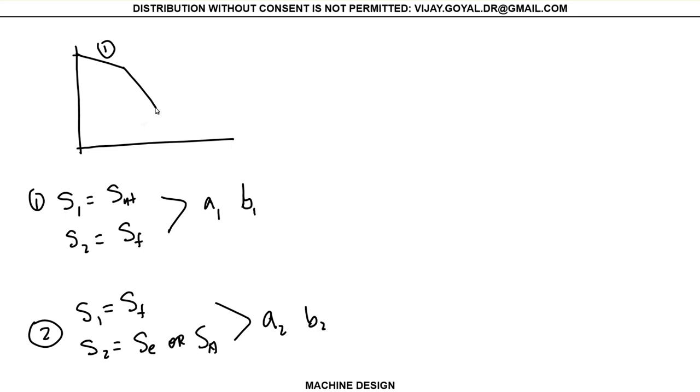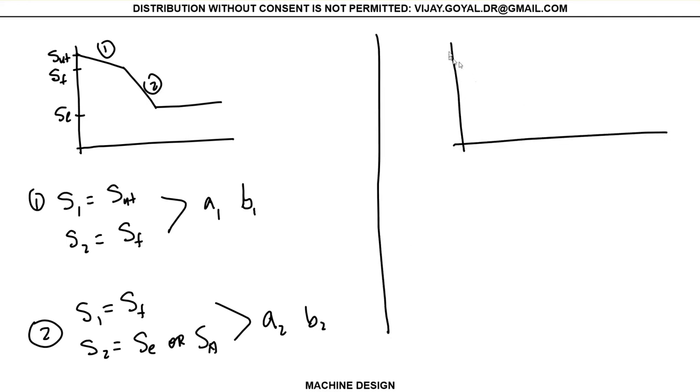And remember that these are the different values: this is SF, this is SUT, this is SE. Now, for the conservative approach, what we do is we have an SUT and then we have SE or SN, which is a straight line. So this is a traditional approach, and this is a conservative approach.